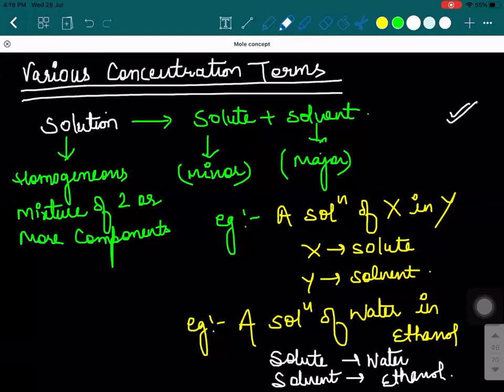What is solution? Solute plus solvent. If I am saying sugar in water, sugar is solute, so water is solvent. But always water will not be the solvent. Let's say I'm saying solution of water in ethanol. Solute will be water in this case and solvent will be ethanol, isn't it? This is what I am saying.